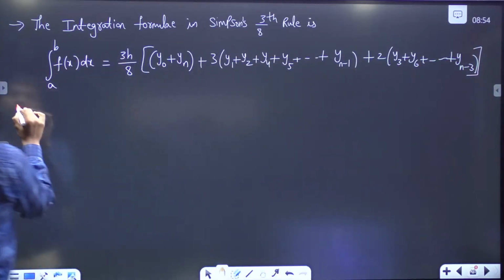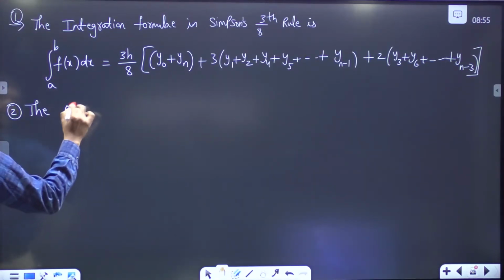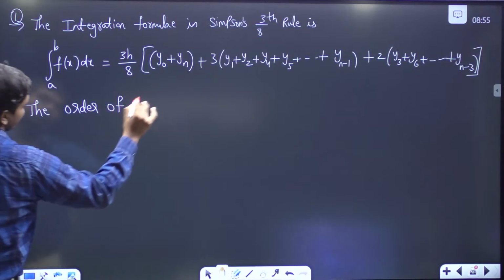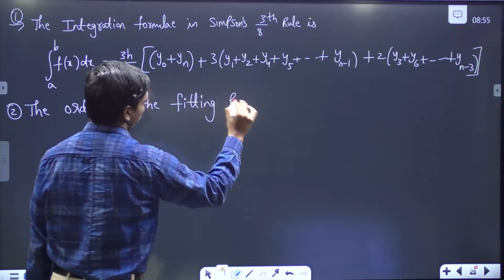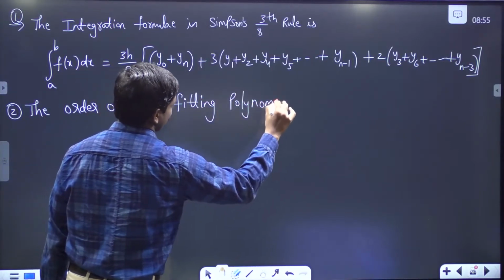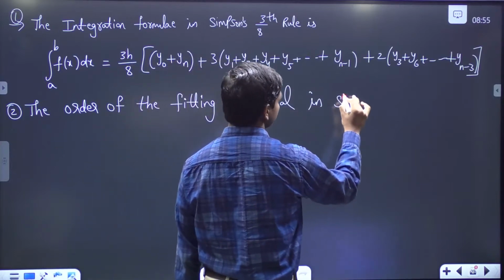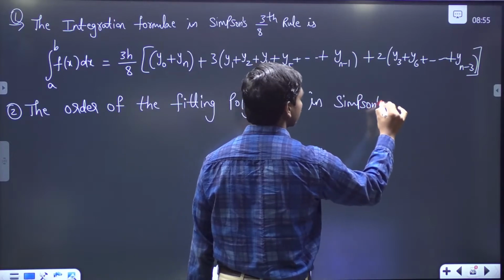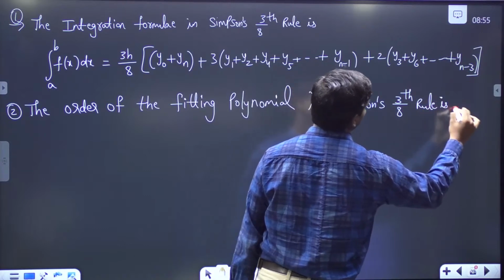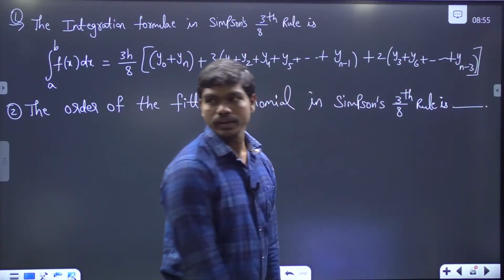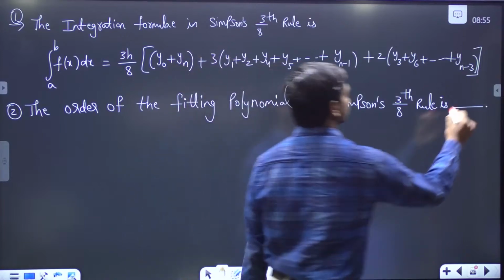Now the second point, the order of the fitting polynomial. How much is the order of the fitting polynomial in Simpson's 3/8 rule? All of you, please tell me. We are fitting a cubic polynomial, correct? So this is 3.